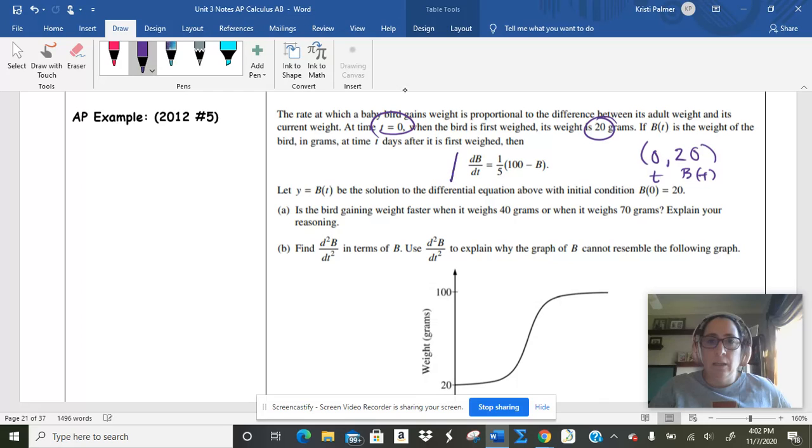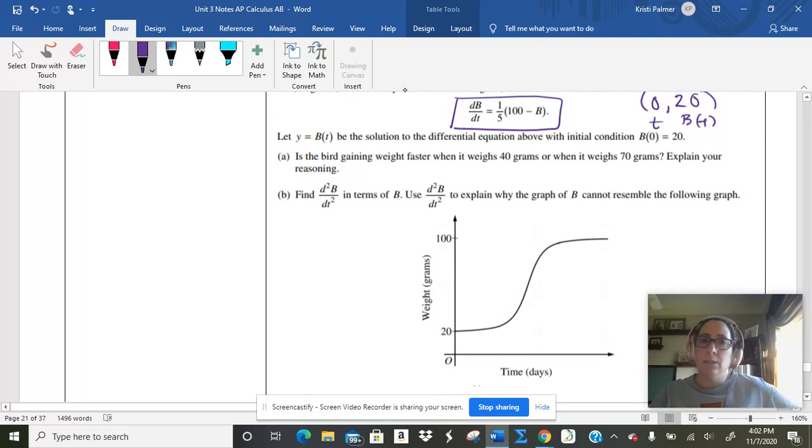And here it gives me the first derivative. Okay, so it says let y equals B of t be the solution to the differential equation above, with this initial condition. That's what we just wrote, that point. So it's just giving us what we've already got. And it says, is the bird gaining weight faster when it weighs 40 grams or when it weighs 70 grams?